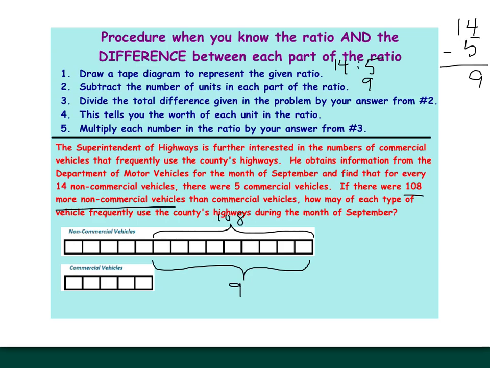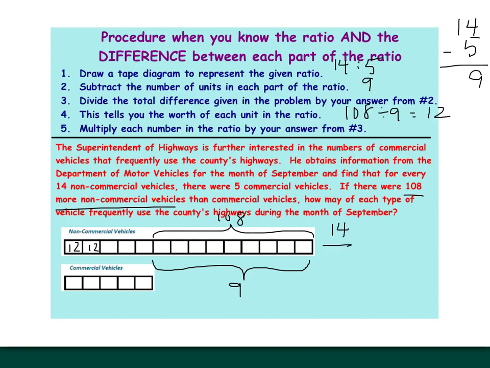Well, since there's 9 blocks and in a ratio each block or unit is equal, my third step tells me to divide the total difference given in the problem, which is the 108, by my answer from step 2. So if I divide 108 by 9, I'm going to get 12. So 12 is going to be the worth of each of these boxes. I'm not going to write them all in, but each one of those should be 12 to give me my total. Then I can multiply each of the numbers in my ratio.